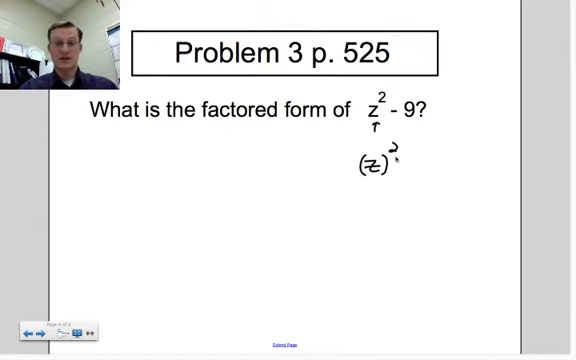I'm going to rewrite it this way so that it's easier for the next step. What times itself gives me 9? Well, 3 times 3 gives me 9. So I'm going to rewrite it this way. Do I have to rewrite it that way? No, but it's going to be much more helpful in the next stage. This is z squared minus 3 squared.